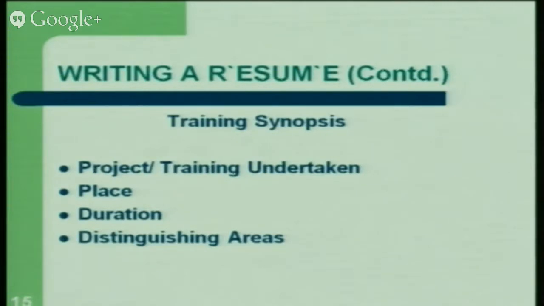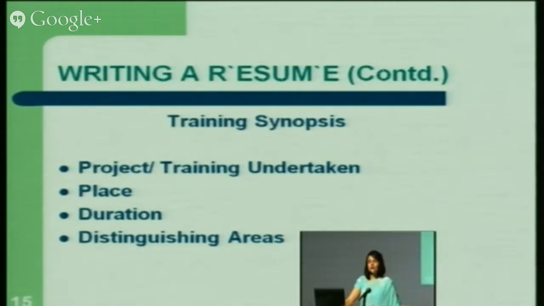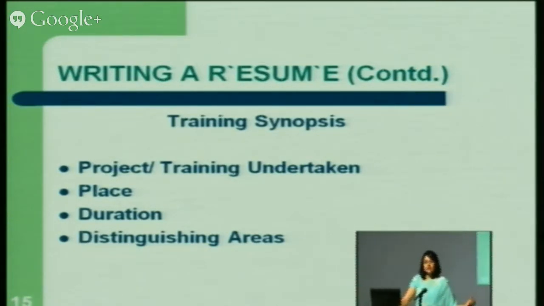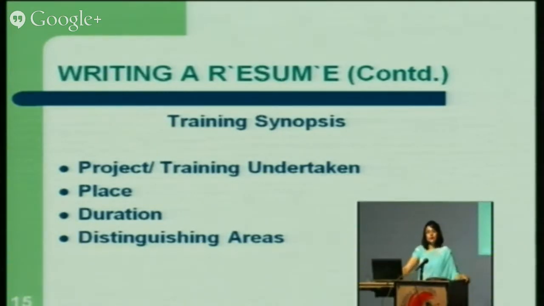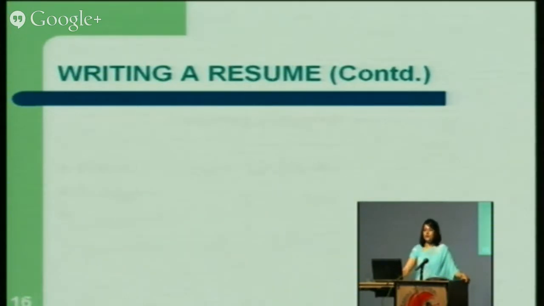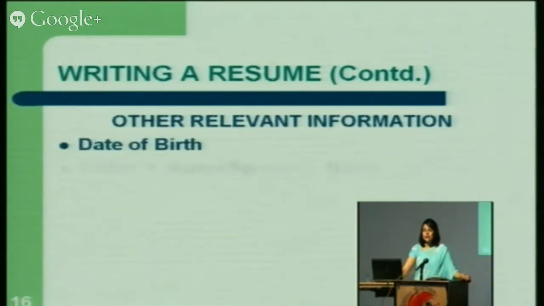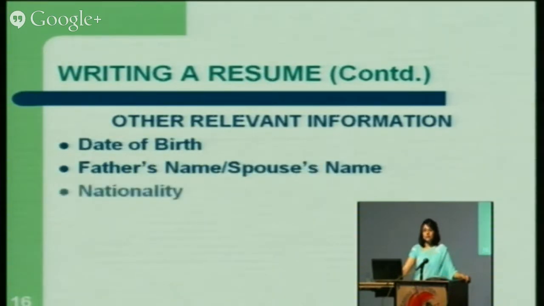Training synopsis, how do we write down training synopsis? Project or training undertaken, the place where they went to, the organization, then the duration, for 6 months from July this to whatever January this. Distinguishing areas, which were the areas in their knowledge or skill set that were developed by virtue of this training. The next is other relevant information. How is that?